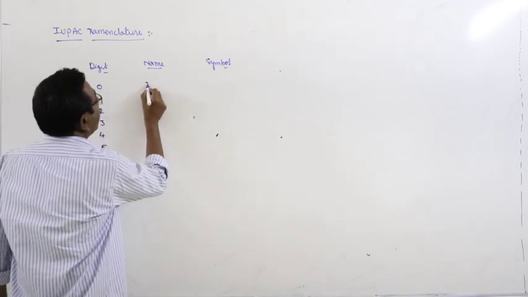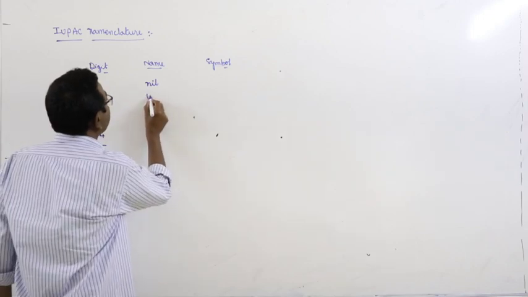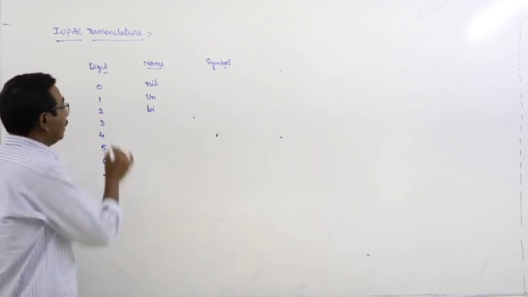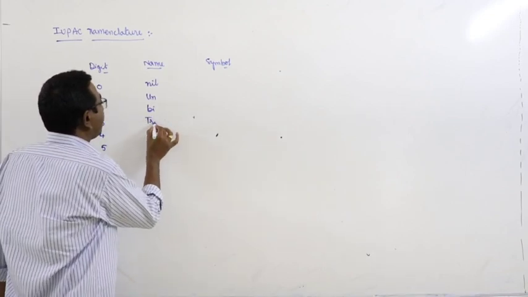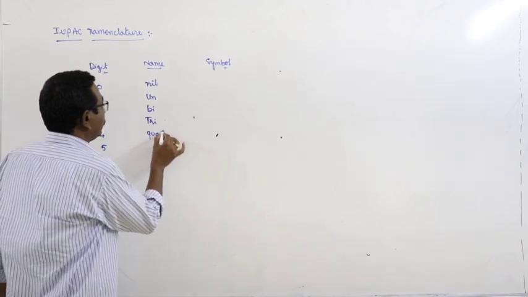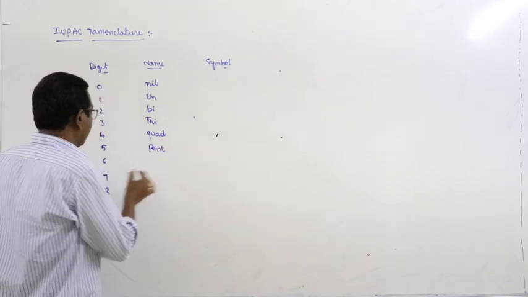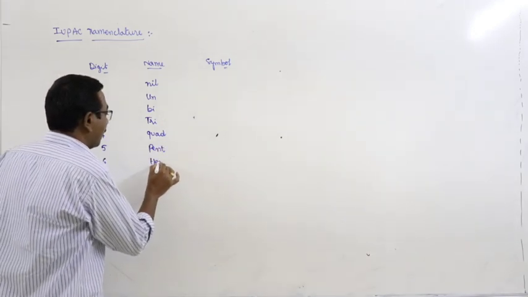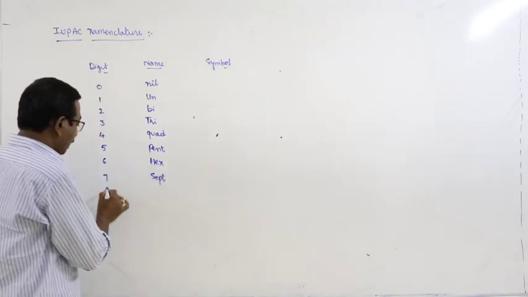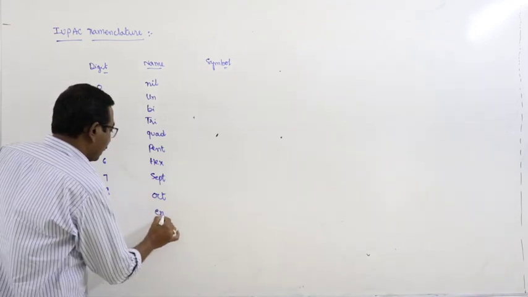0 is represented as nil. 1 is represented as un. 2 by. 3 is represented as tri. 4 is represented as quad. 5 is represented as pent. 6 is represented as hex. 7 is represented as sept. 8 is represented as oct. 9 is represented as enn.